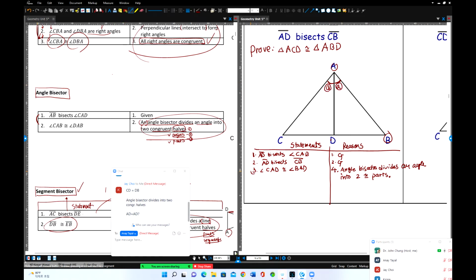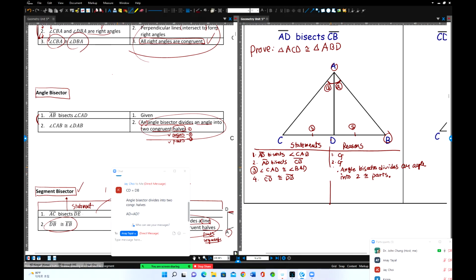Angles already. Now from 2, we're going to find something. AD bisects CB, which means what? These two sides are equal, right? Yeah, we finished this one. Write down CD congruent to DB, or DC, it doesn't matter, okay? You can use this one.